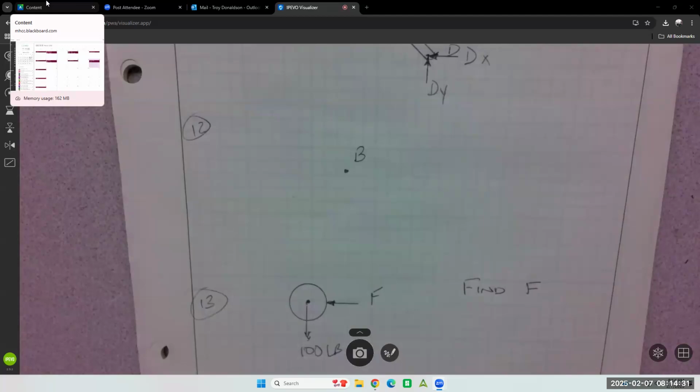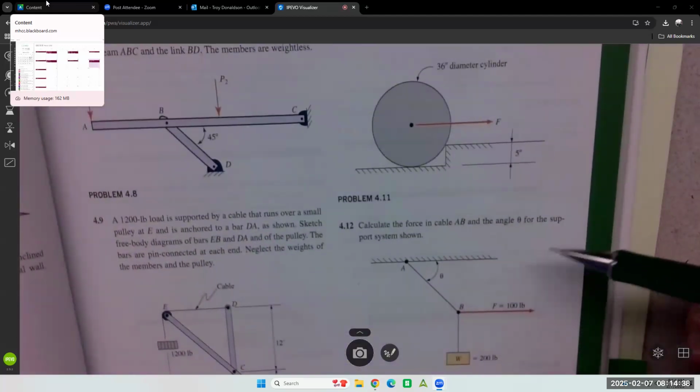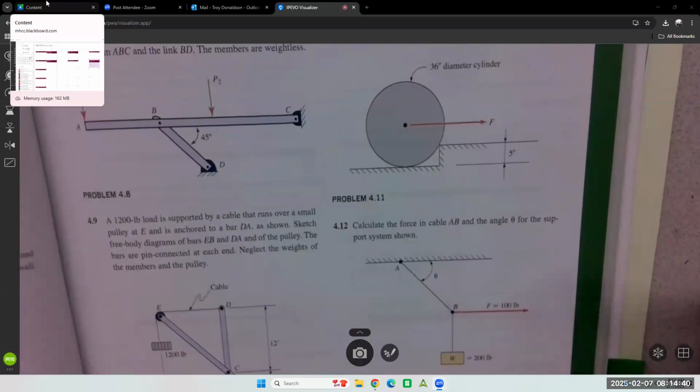Was 9, 10, 11, 12, point B. Yeah, so this says calculate. Oh, this is actually a calculation problem.